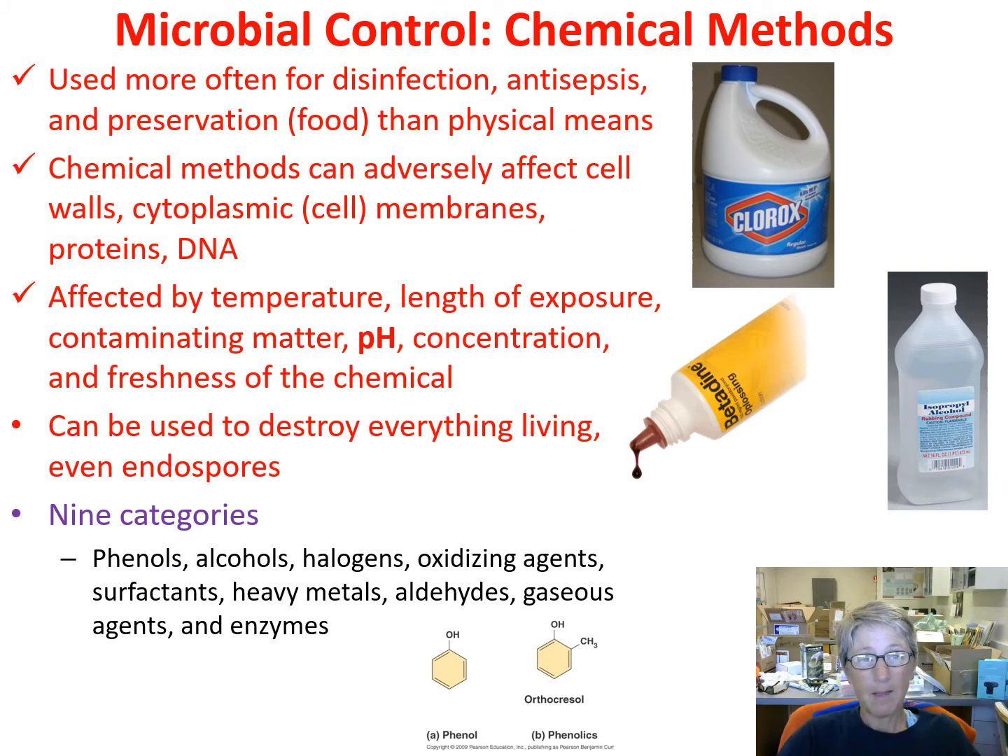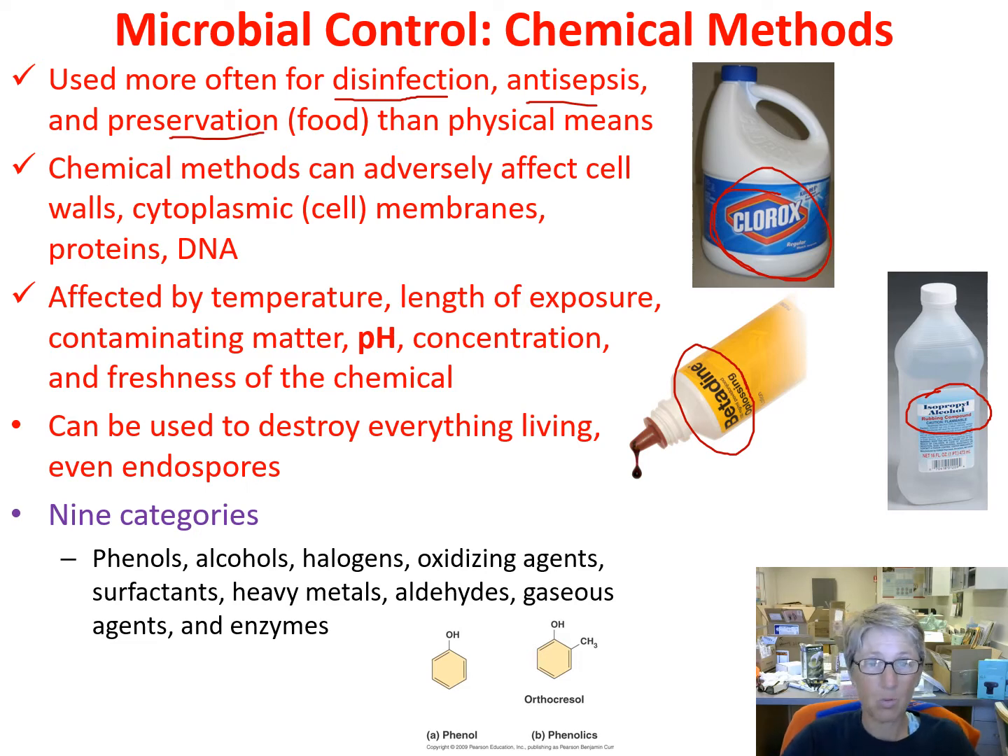So now back to microbial control chemical methods. Here's some Clorox. Probably everyone's seen that. Betadine, it's usually used for surgery, and here's isopropyl alcohol. Chemical methods are used more often to disinfect things. Chemical methods are used for antisepsis and also for food preservation, versus the physical means, which was the previous lecture.